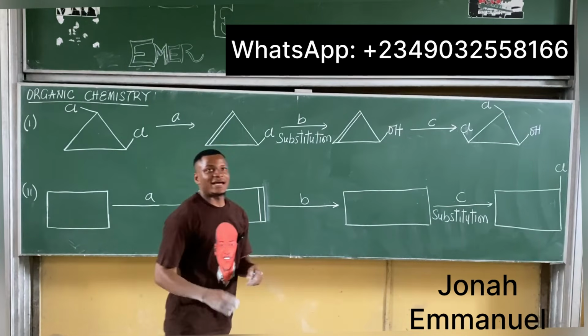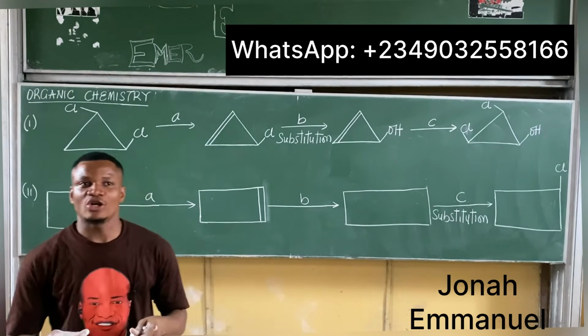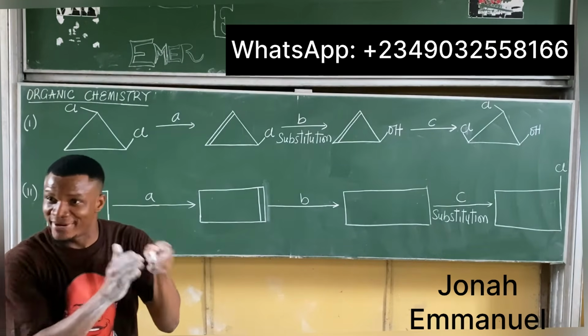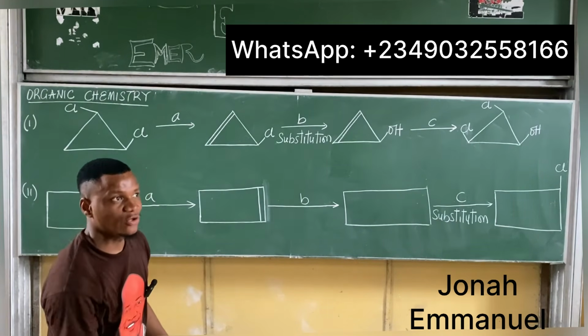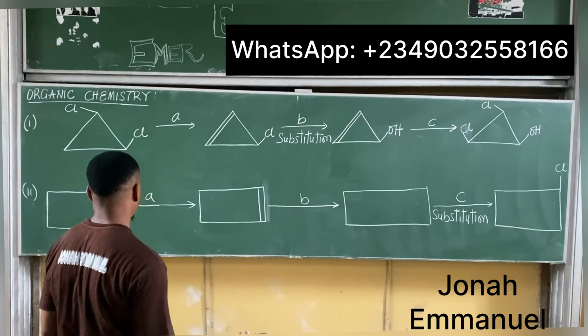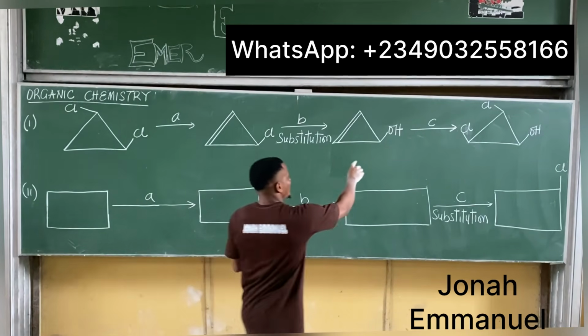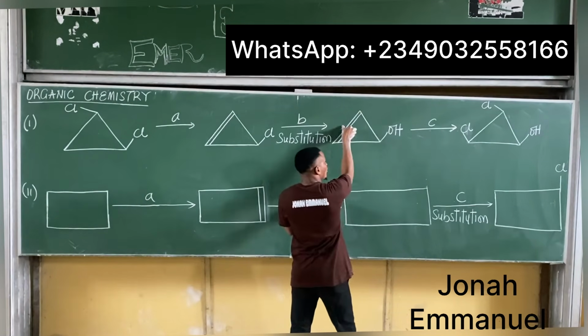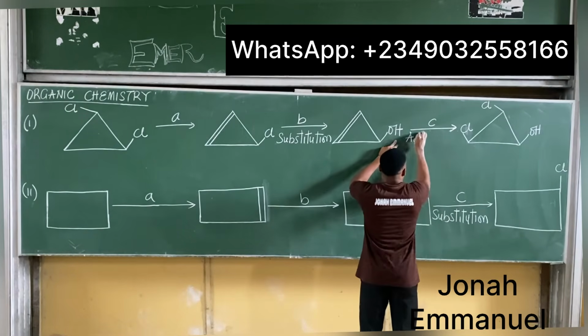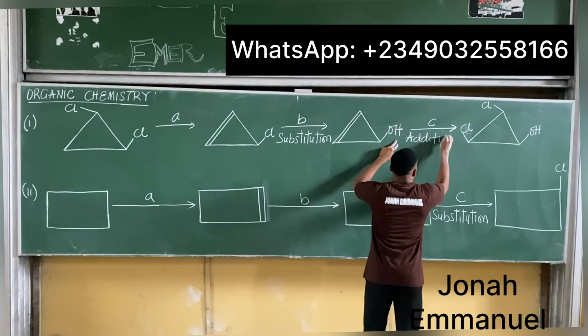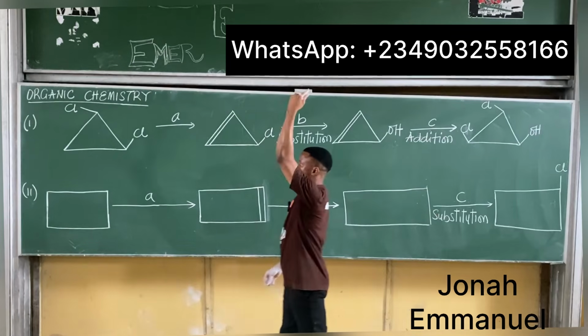The next one to get is addition. I think addition is easier. For addition, the complex one breaks down. So where do I have double bond to single or triple bond to double? Observe C from double bond to single. It has broken down. That becomes addition. What we say for building up becomes what there?